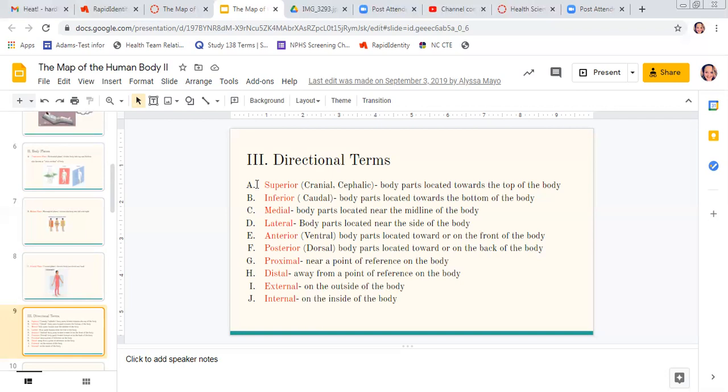Then we have external and internal. So I refer back to anyone who has had health team relations before. Remember, external sounds like exit, so it's on the outside of the body, and internal sounds like enter, which is on the inside of the body.